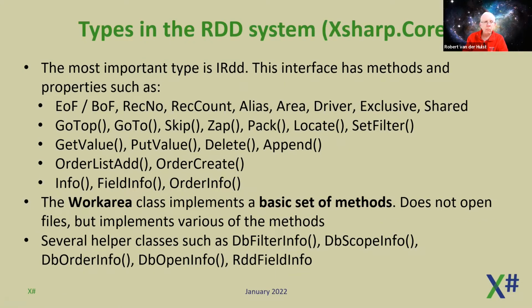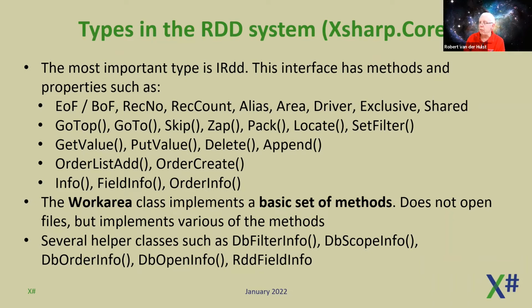Okay, the most important type, like I said, is RDD. This is an interface that has methods and properties, etc. And there is a basic implementation of the RDD, which is the work area class. And the work area class implements certain methods that many RDDs use. You don't have to use the work area class, but it is there for convenience. So if you start your own RDD, you can basically inherit from nothing.